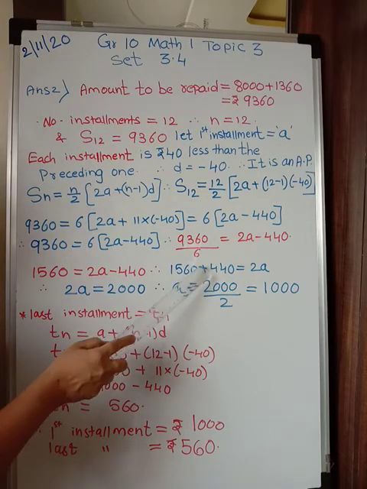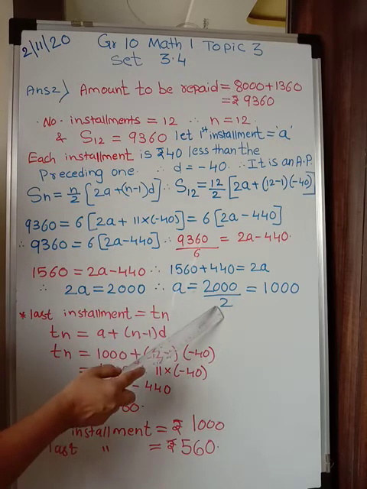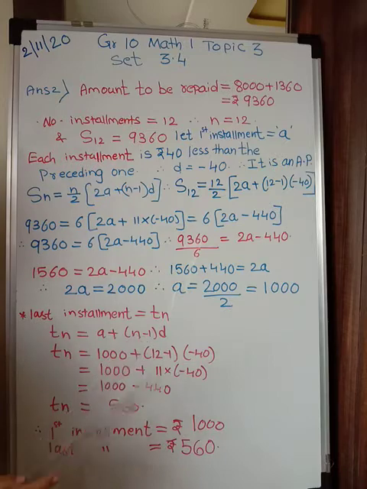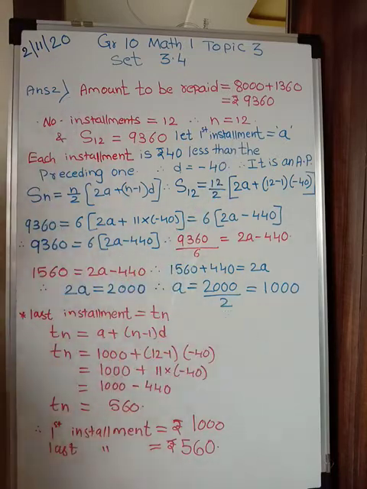Add up these two, it comes out to be 2,000. So, 2,000 is equal to 2a. So, what will be a? 2,000 upon 2, which is equal to 1,000. So, his first installment among 12 would be 1,000. Okay. Now, what will be the last installment?